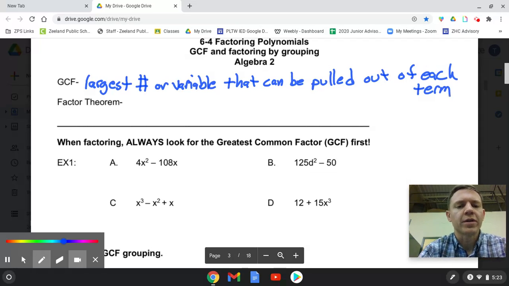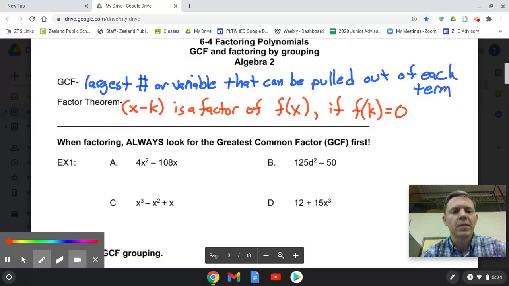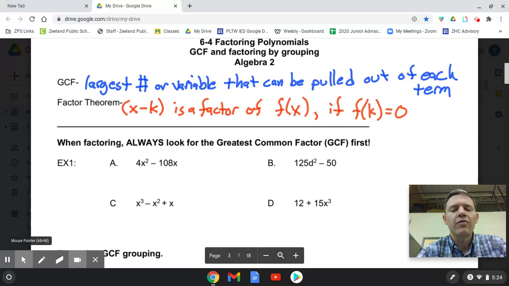The factor theorem, I'm going to switch colors here. The factor theorem is going to sound a little bit mathy, but it should make a whole lot of sense. x minus k, so don't get lost in all the mathy stuff yet. x minus k is a factor of f of x. So x minus k is a factor of some polynomial, f of x, if when you plug in k to f of x, you get 0.